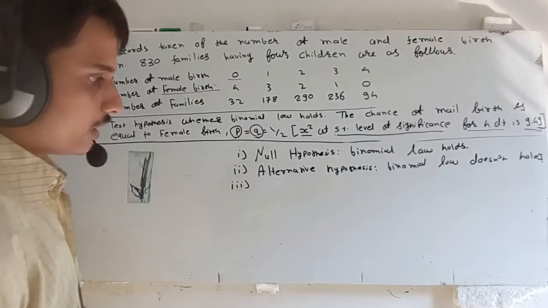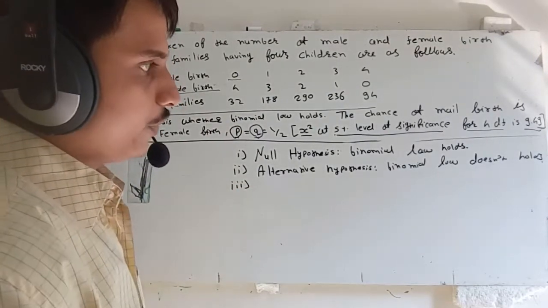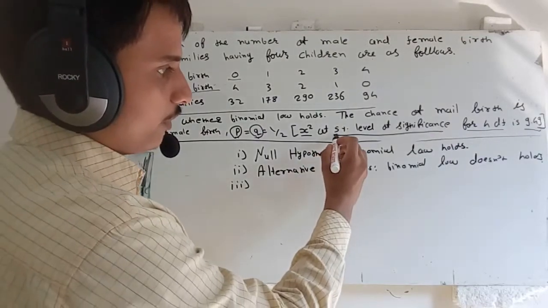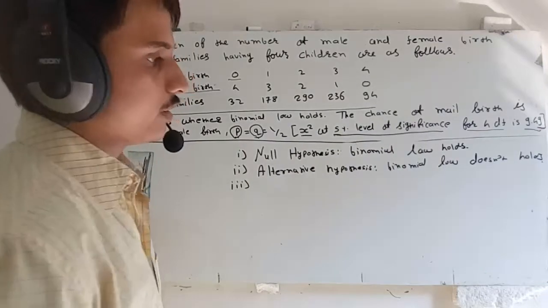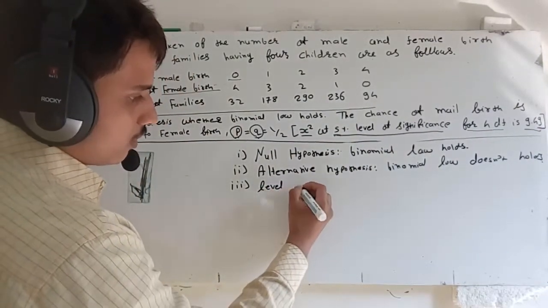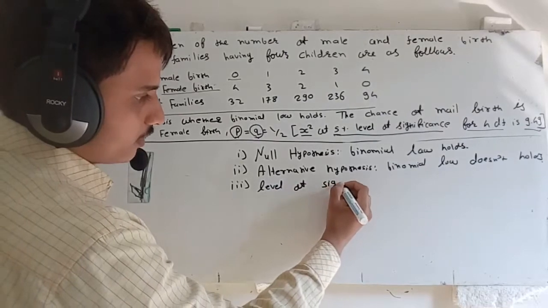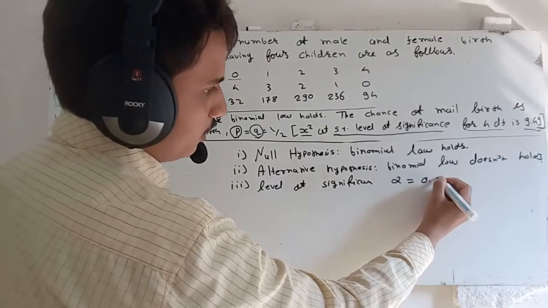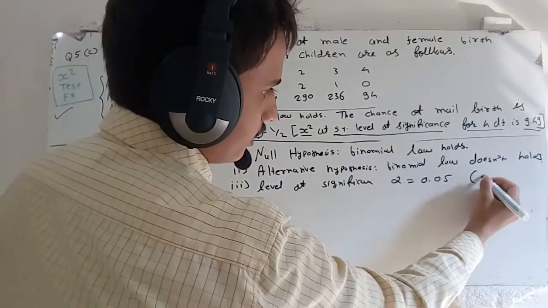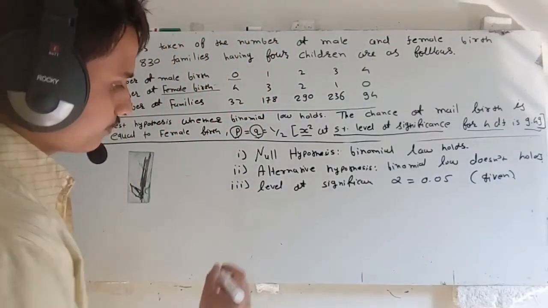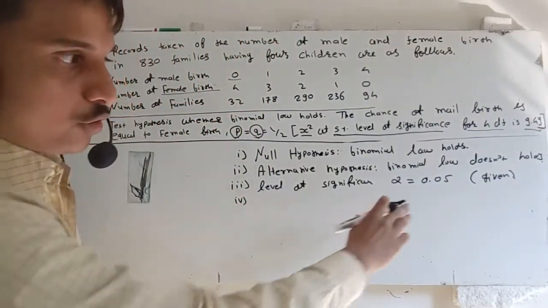And in each and every example we will assume level of significance 0.05. But in this question it is already given as 5% level of significance, that means 0.05. So level of significance alpha is equal to 0.05. It is given in the question, and if not given we will assume, and always assume 0.05.